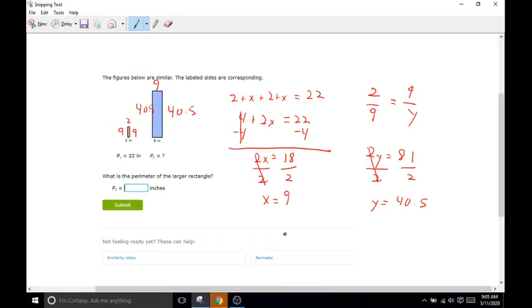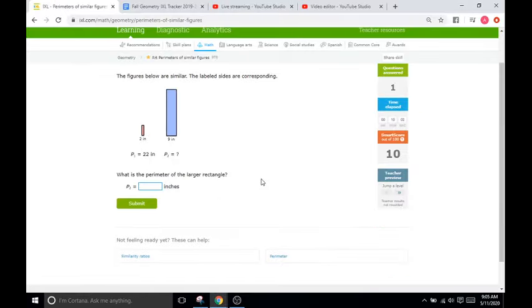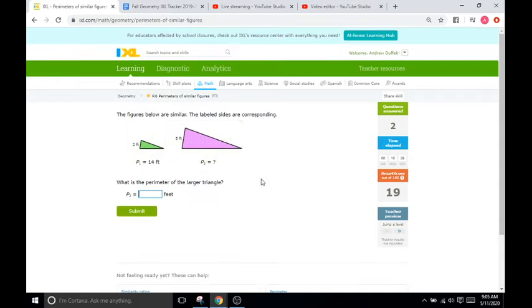And so if we do that down here, we'll go 40.5 plus 40.5, which we know is 81 because we divided that by 2 earlier, plus 9 plus 9. Okay, so 81 plus 18. So 81 plus 18 is going to be 99, and that's going to be our perimeter. We just added all 4 sides together. So our perimeter is going to be 99 right there. So we'll go back, do 99, and there we go.